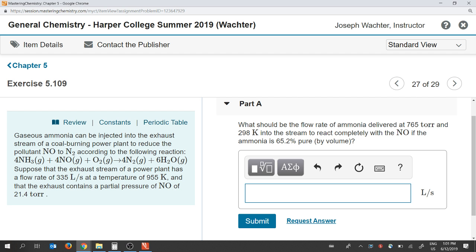But we don't need 0.120 moles of ammonia per second. How much ammonia do we need per second? Do we need more or less than that? More. We need more, because our stream is only 65.2% pure.